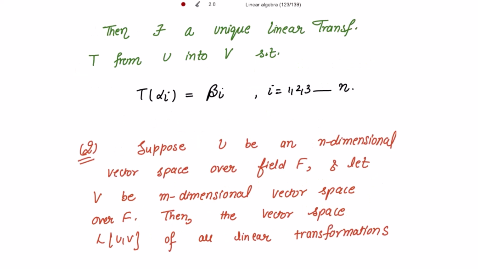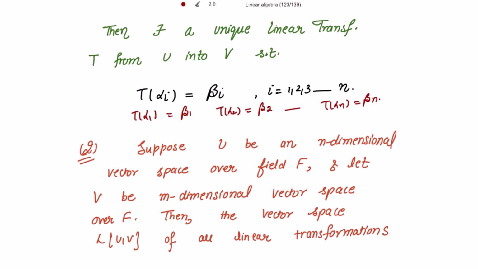Then there exists a unique linear transformation T from U into V such that T of alpha i is equal to beta i for i going from 1 to n. That is, T alpha 1 is equal to beta 1, then T alpha 2 is equal to beta 2, and so on, T alpha n is equal to beta n.